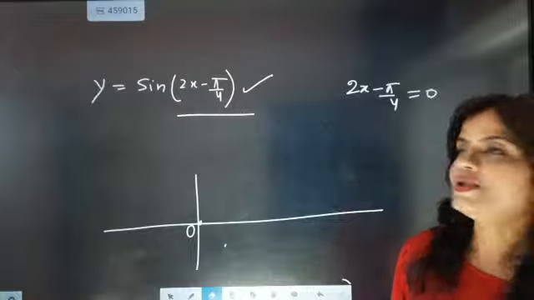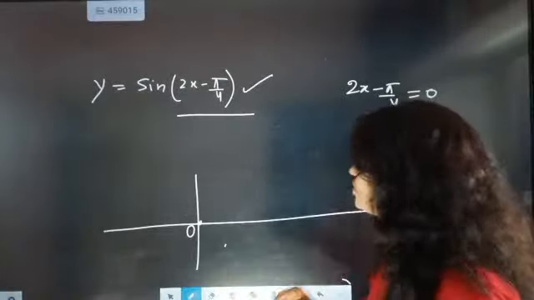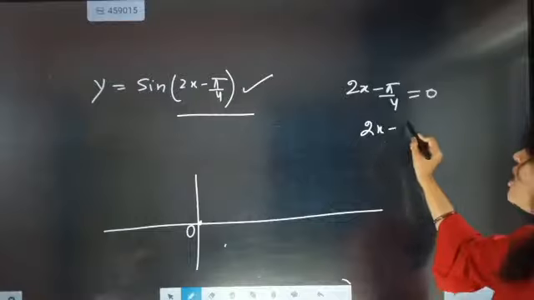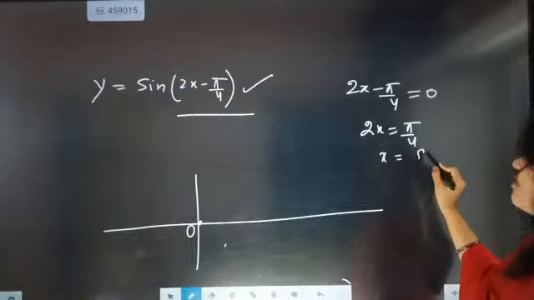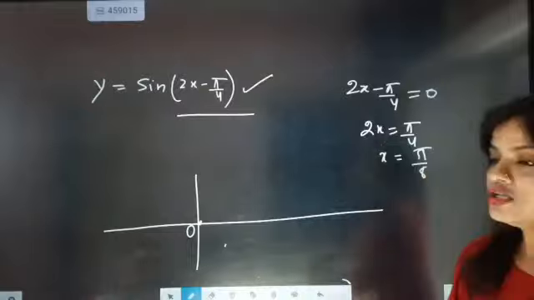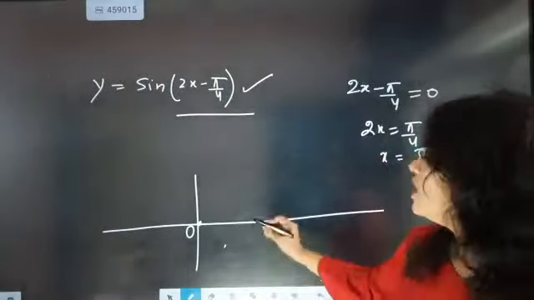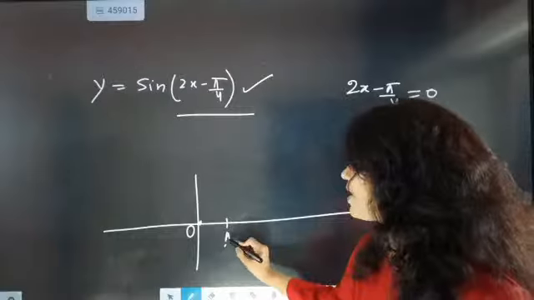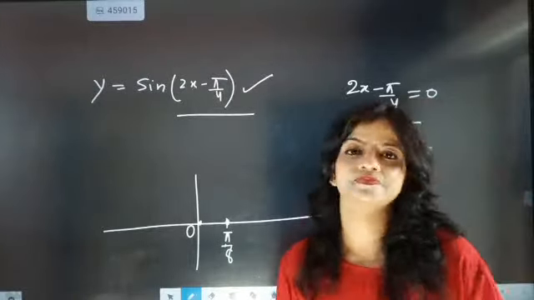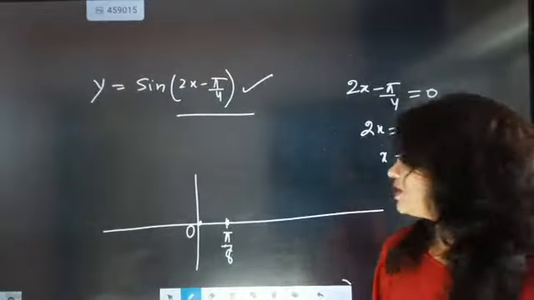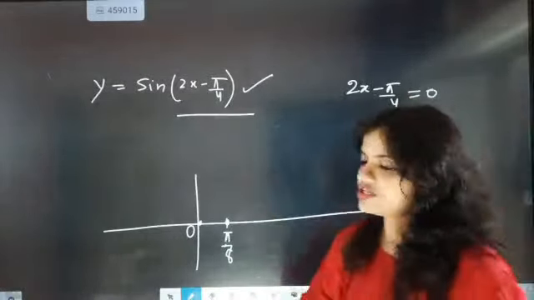pi by 4. Now when you made 2x minus pi by 4 equal to 0, you are getting 2x equal to pi by 4. So x is coming as pi by 8, beta. That means the curve, rather than starting from 0, is going to start from pi by 8. So this will be your initial point. Everything changed. Now this will become your initial point.